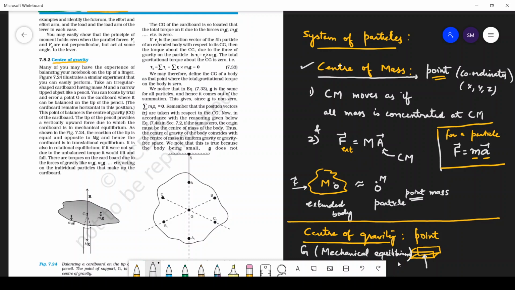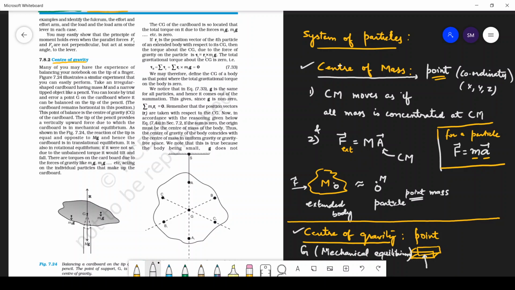So center of mass is where we assume that the whole mass is concentrated at that point, and center of gravity is the point that if we are balancing that object at that point, there will be no rotational motion, there will be no translational motion. So that is center of gravity. Okay, is this clear, students? Center of gravity, very simple.